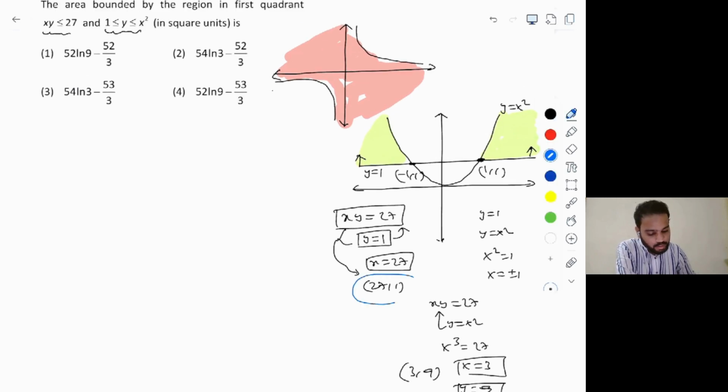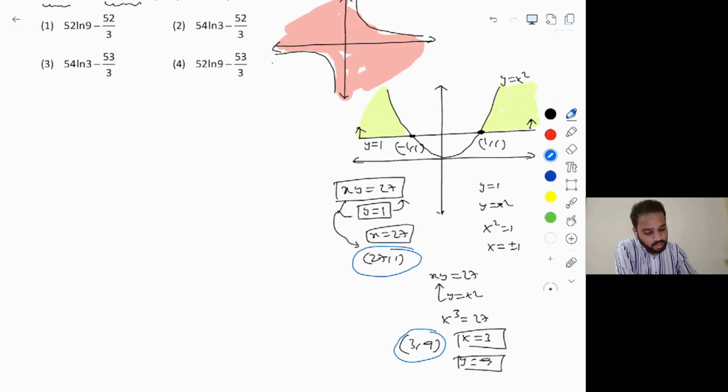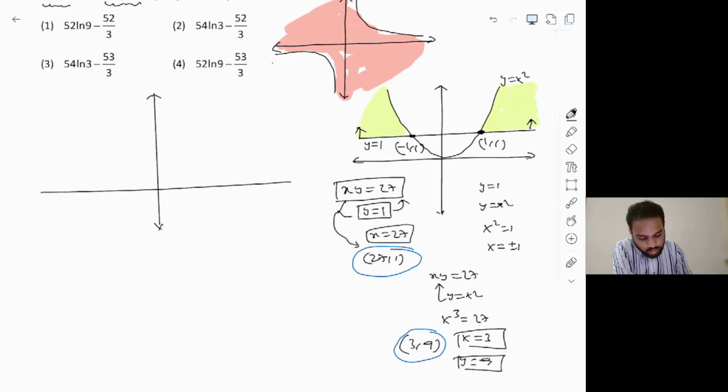Look at this. (27, 1) is one point of intersection, (3, 9), and also (1, 1) and (-1, 1). Now let's try to put everything in one single graph and then we'll start the question. Because once we understand how the graph is, then the remaining part is only integration, right, to find out the area.